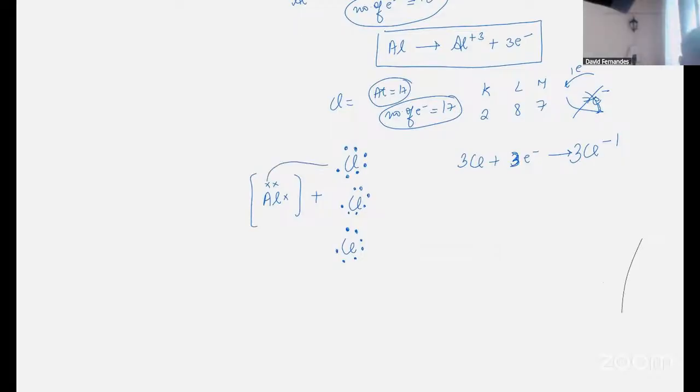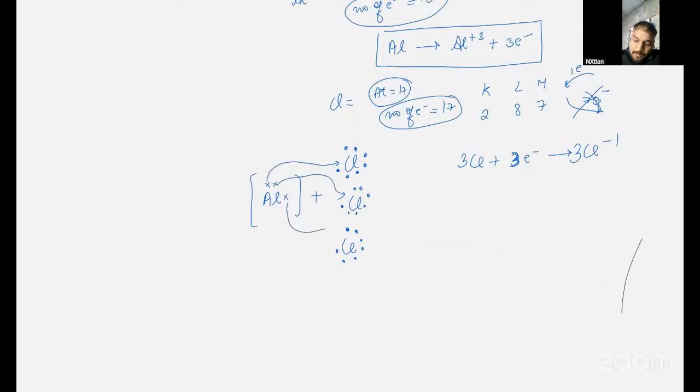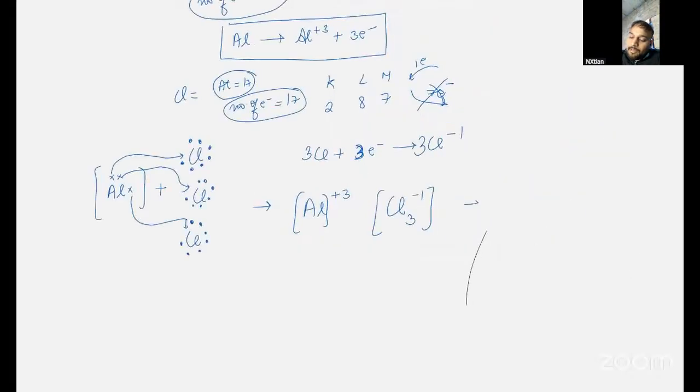Got it? So here the 3 chlorine atoms will take, and aluminium will get +3 charge, and the 3 chlorine atoms will get -1 charge each. So it will become AlCl3. This is aluminium chloride.